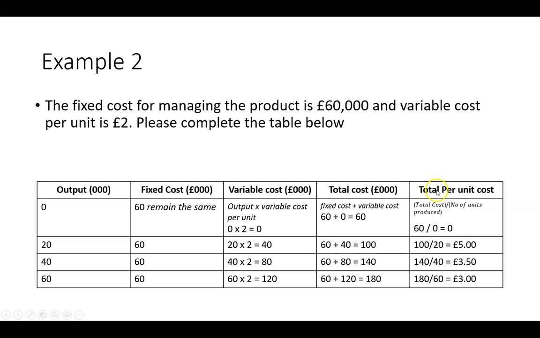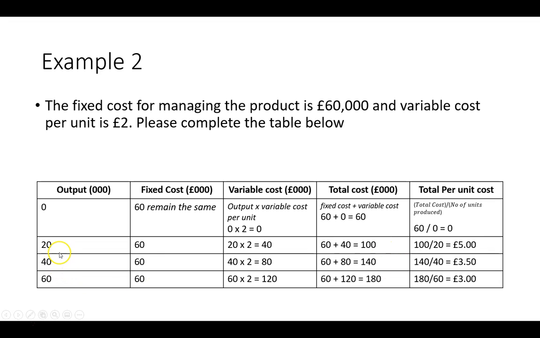Now total cost per unit. So we need to do the total per unit. This is the total for 0, total for 20 units, total for 40 units, and total for our 60 units. So what is the total cost per unit? Here we take the total cost, which is 60, and we divide by the number of units that we produce. In this case, we didn't produce anything, so it will be 60,000 divided by 0, which will give you 0, because any number divided by 0 is 0.